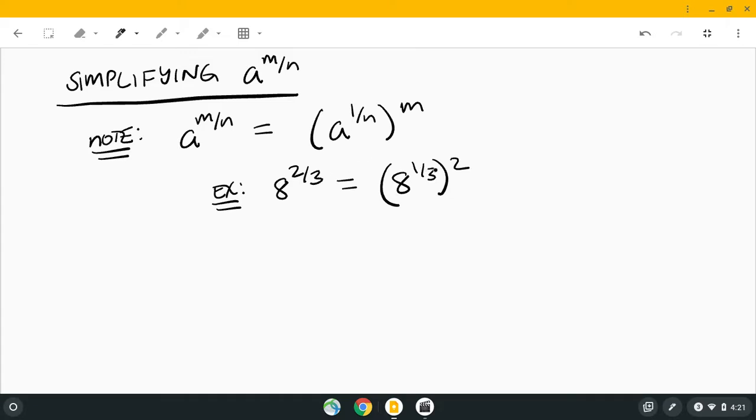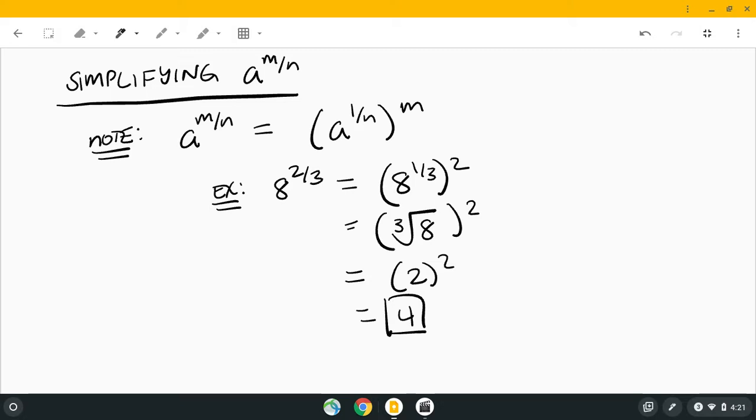So these are equivalent. Having your exponent written like this versus like this. Okay, so you can write it as 1/3 and pull that 2 out. Okay, and so here, this is like saying the cube root of 8. And the cube root of 8 is 2. And so we get 4 for our answer. Okay.